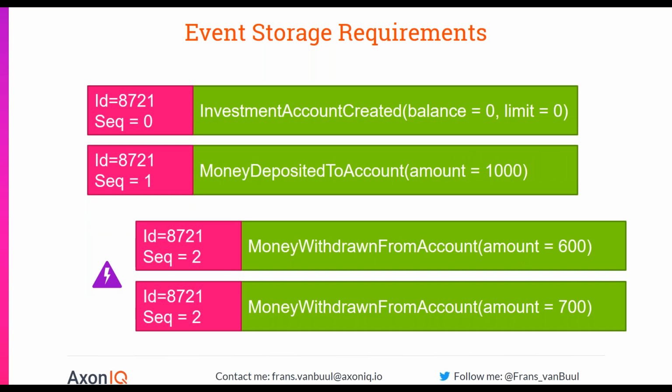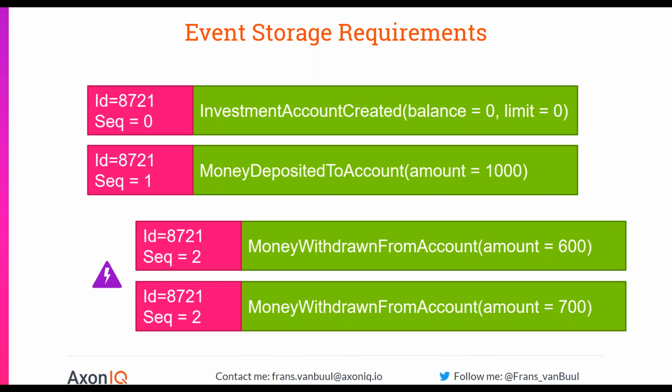In this case, 2 nodes may at the same time be processing this withdrawal command. And if they both read the account in the same state, so after the first 2 events, then they both come to the conclusion that the current balance is 1,000. And one node thinks, well, it's okay to withdraw 600, and the other says, well, it's okay to withdraw 700, and they will both try to publish an event.